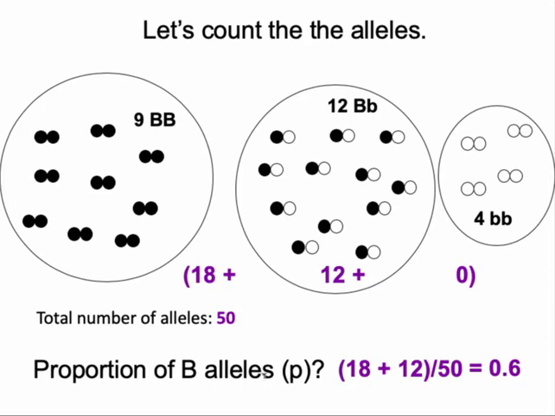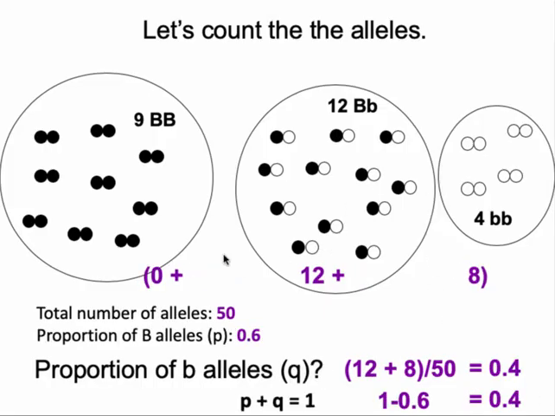The frequency of the dominant allele is 0.6. So 60% of the alleles that we have here, of all those 50 alleles, are dominant. Now that we know that 60% of the alleles present in this population are dominant, we know the remaining 40% are going to be recessive alleles. So we know that q is going to be 1 minus 0.6, which is 0.4. q is 0.4, so 40% of the alleles in the population are recessive.